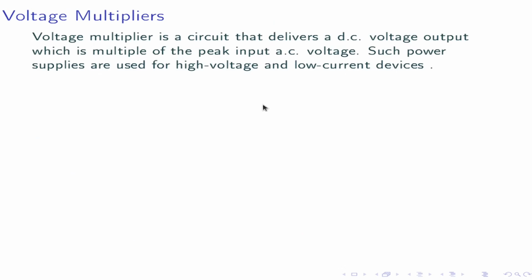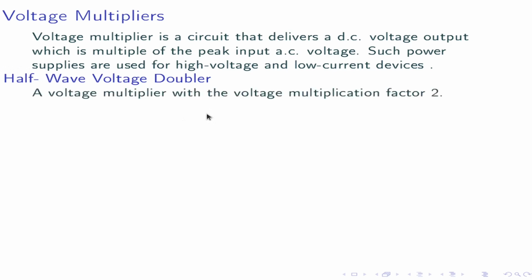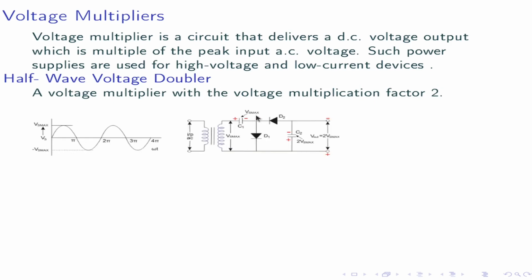A voltage multiplier is a circuit that delivers a DC voltage output which is a multiple of the peak of the AC input voltage. These kinds of circuits are used in high voltage, low current devices. Half wave voltage doubler: a half wave voltage doubler has a multiplication factor of 2. So this is the circuit. It contains two diodes and two capacitors connected in this way.